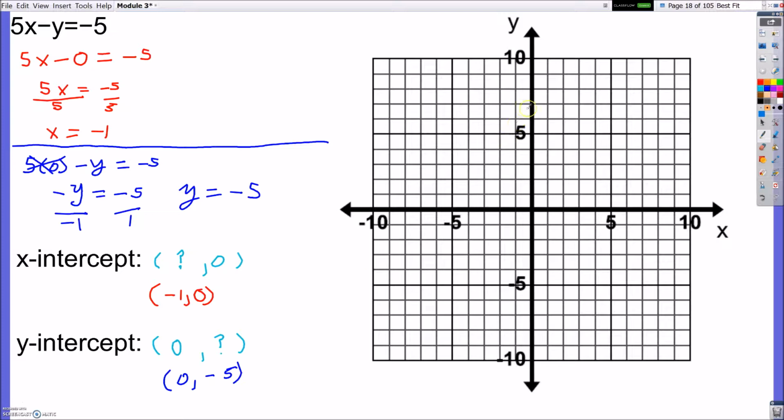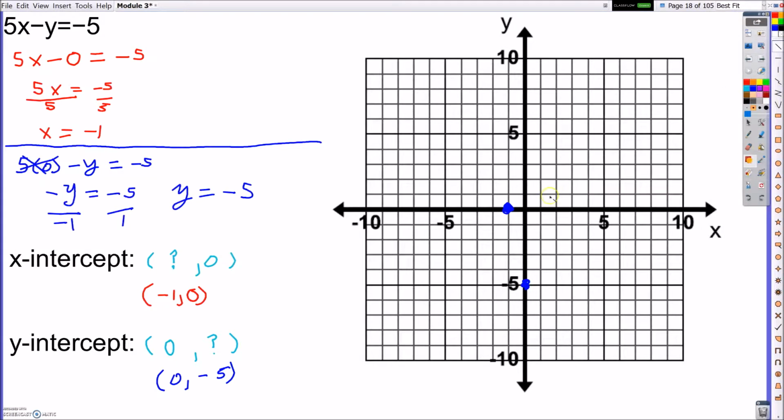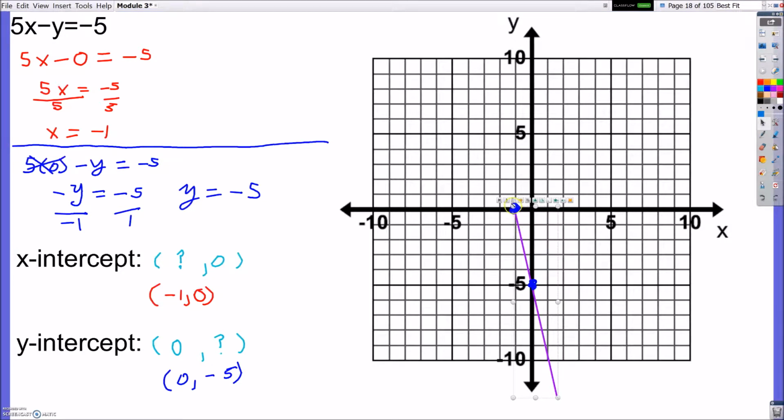So now I can plug in my two most important points. On my x-intercept, it is negative 1, 0, and I can plot the point right there. On my next one, it is 0, negative 5. It tells me to go down right here. Now that I have the x and y intercept, I can graph my 2 points. So let's go ahead and graph them right here. And my line would look something like this. And as you can see, it goes through my 2 points of my x and my y intercept.